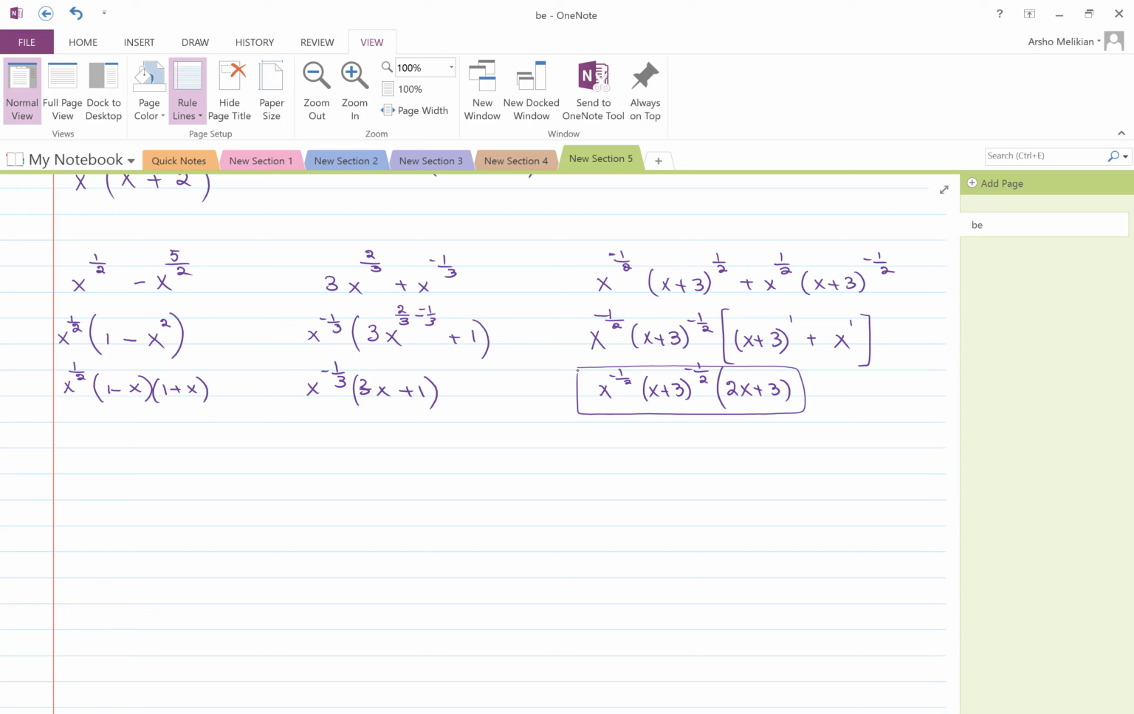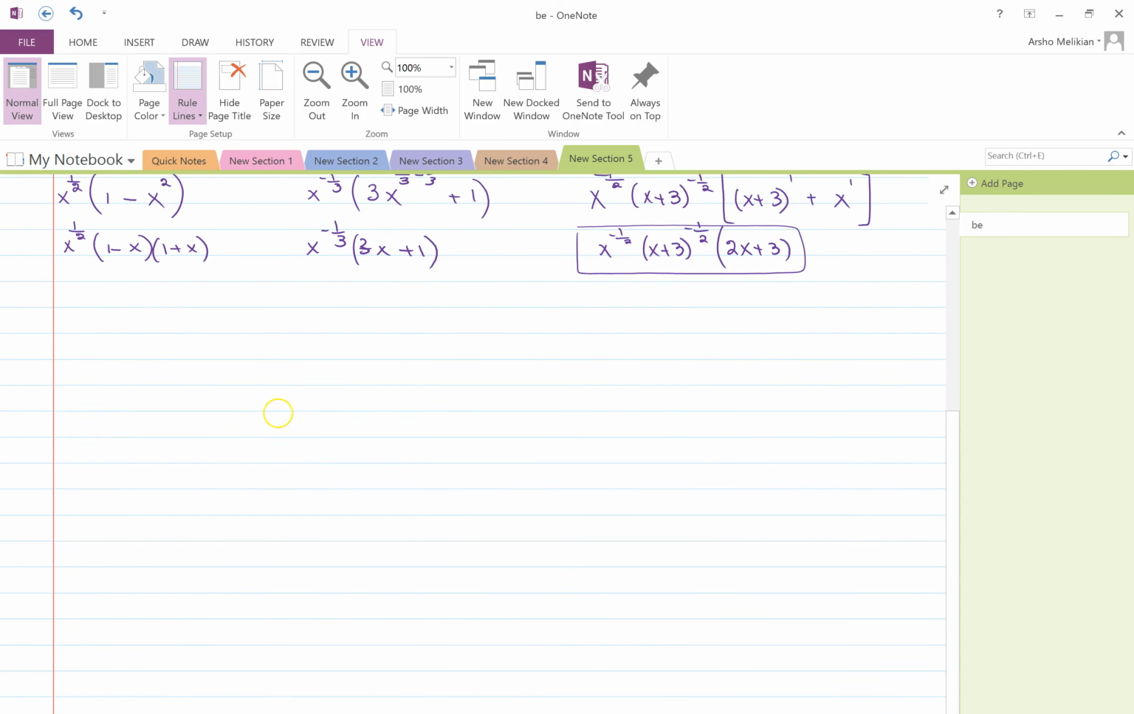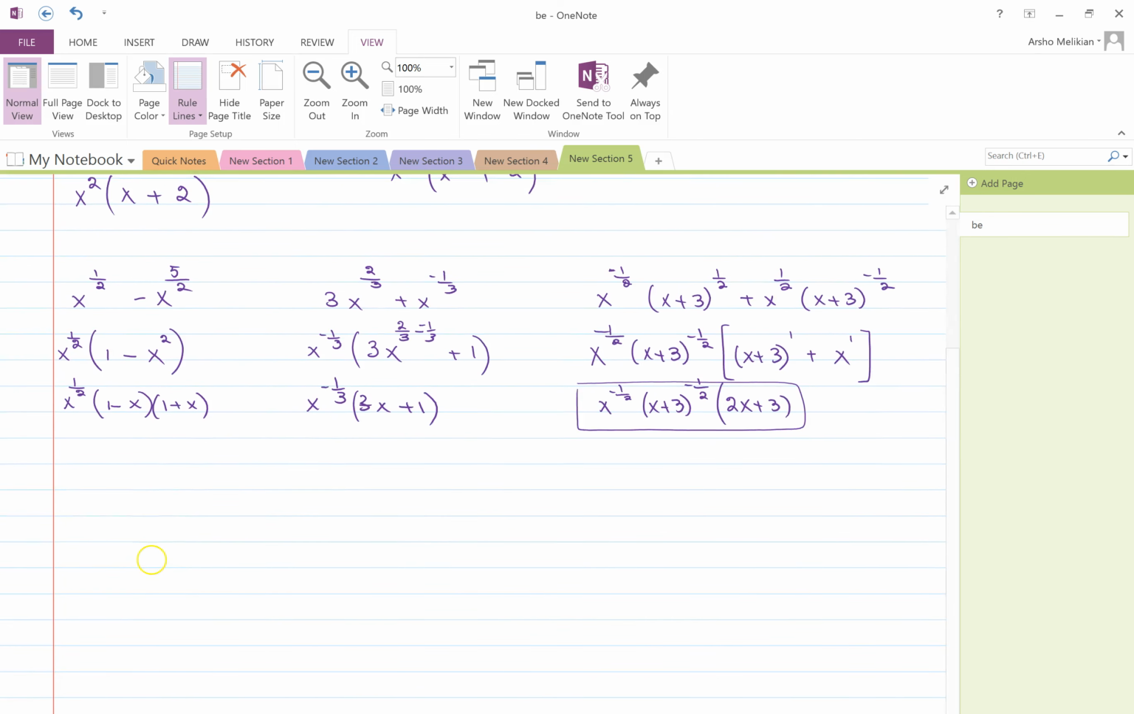From the first step to the second step, you took out x to the negative 1/2 and x plus 3 to the negative. Okay. All right, next one.